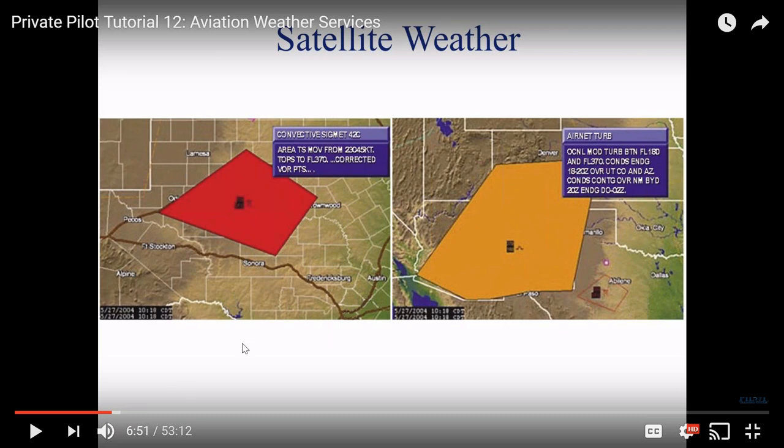I'm going to pause right here for just a second. This is talking about SIGMETs and AIRMETs. As dispatchers, if you want to write this down as well, because this is something you'll want to know, AIRMETs are really only more pertinent to lighter, smaller aircraft, like non-commercial aircraft.